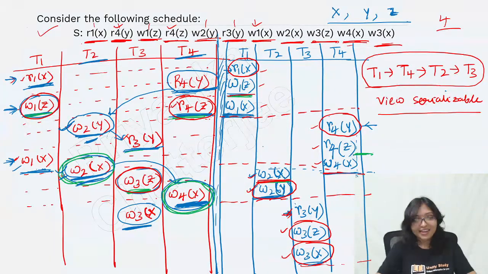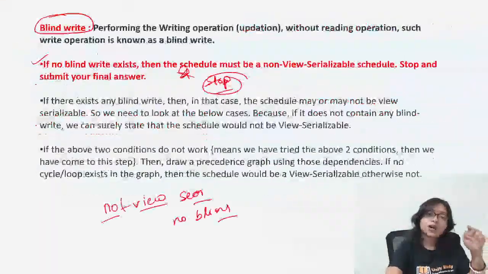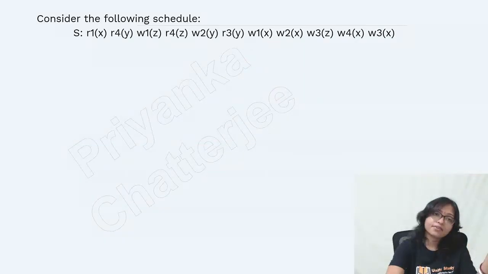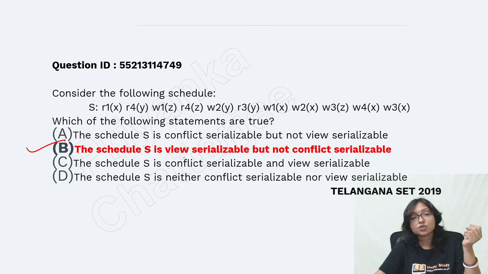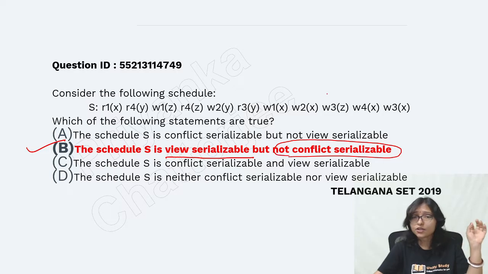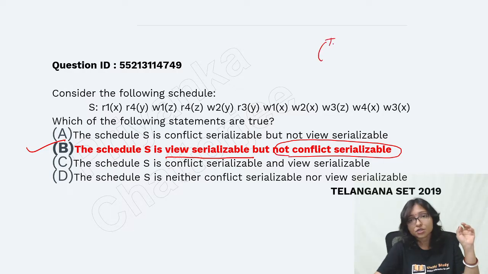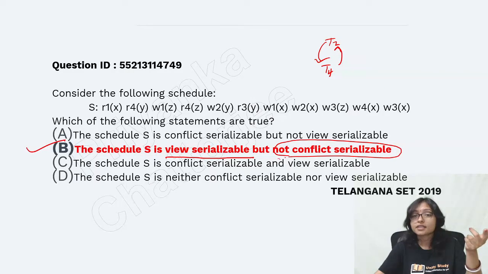So what is my final answer now? That is my final answer: yes, the schedule is view serializable but not conflict serializable. Because previously also we got that the cycle was between T2 and T4. The cycle was created, and that's why it was not conflict serializable. This is my answer.